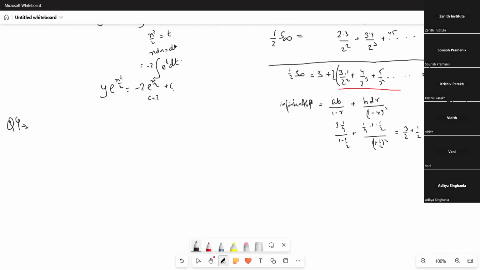Okay, next question. If y is tan inverse of 4x by 1 plus 5x square plus tan inverse of 2 plus 3x by 3 minus 2x, find dy by dx.